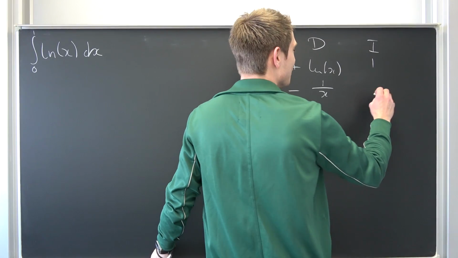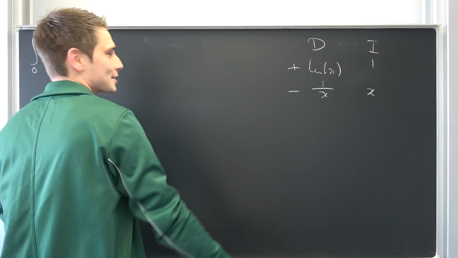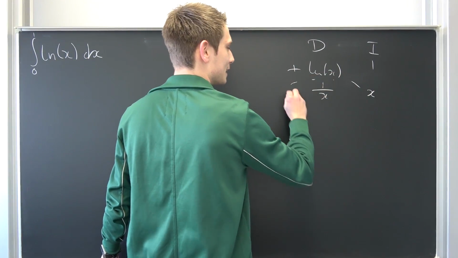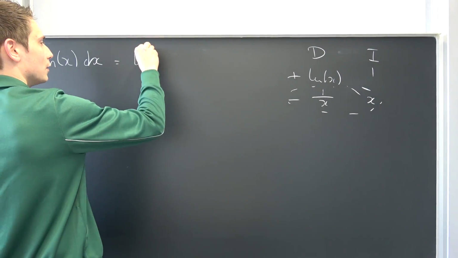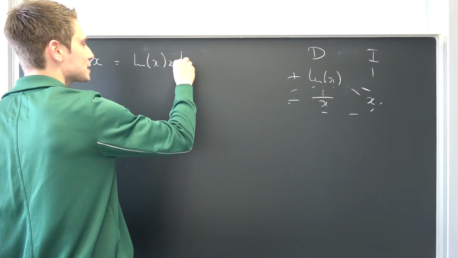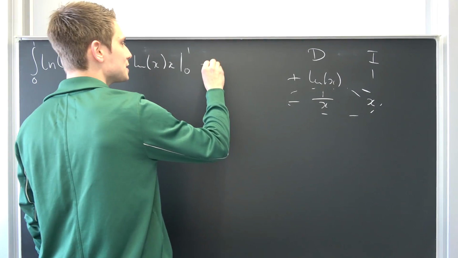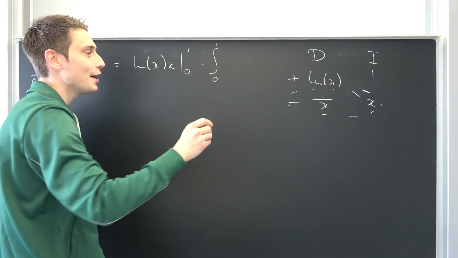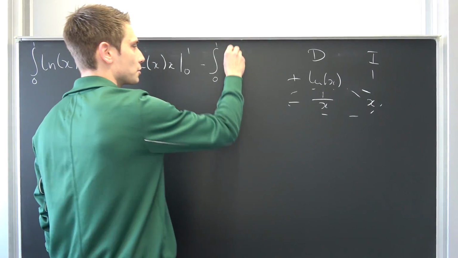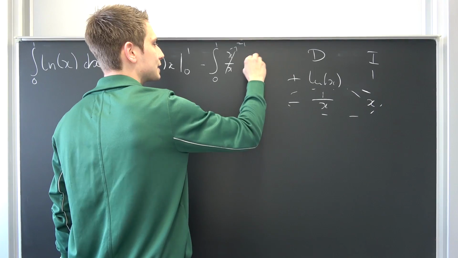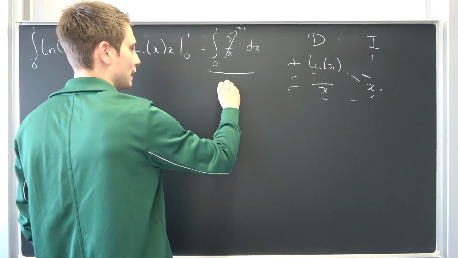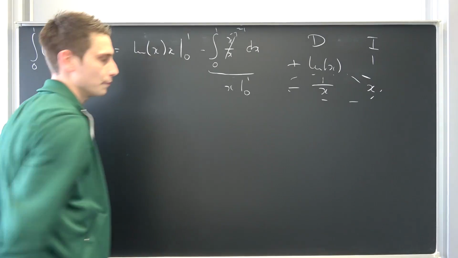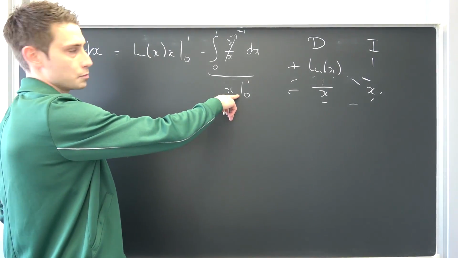If we integrate 1, we are going to get x, okay? So multiplying this together and taking the integral of this thing right here, we are going to get natural log of x times x from 0 to 1 minus an integral running from 0 to 1 of x over x, which is nothing but 1, dx. Evaluating this is actually quite easy. We are going to get x from 0 to 1. Okay, it's just going to be 1.